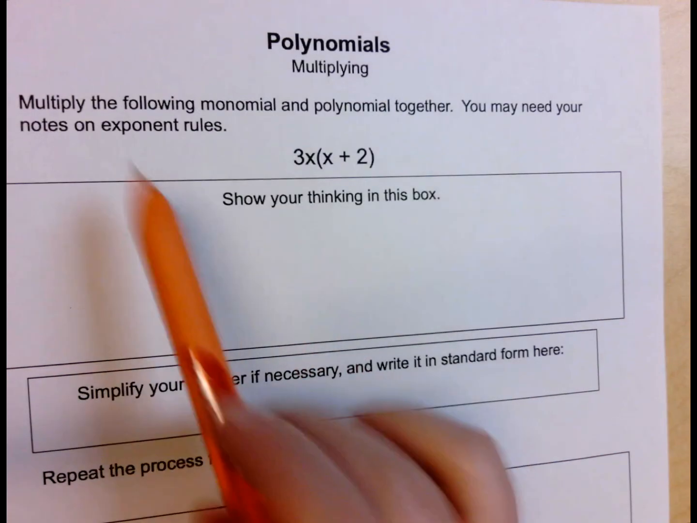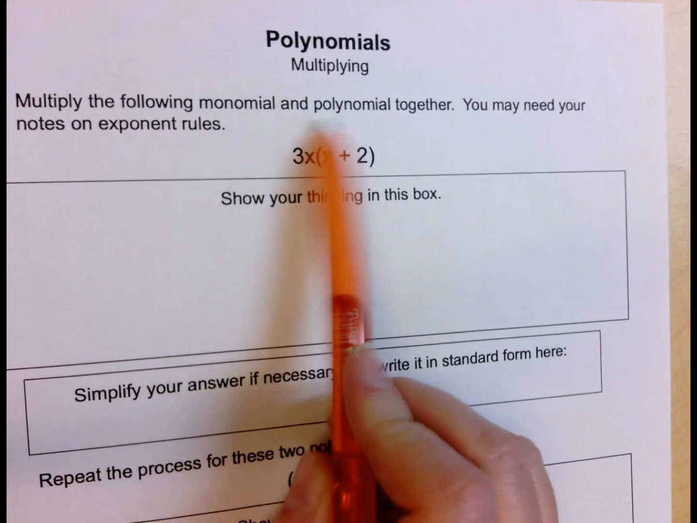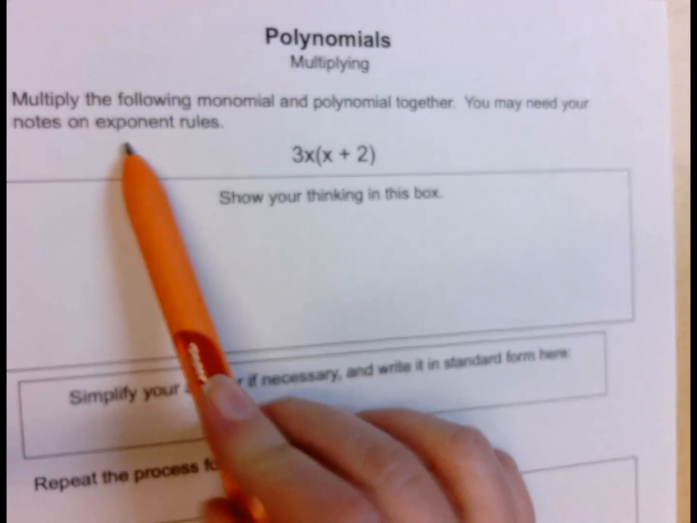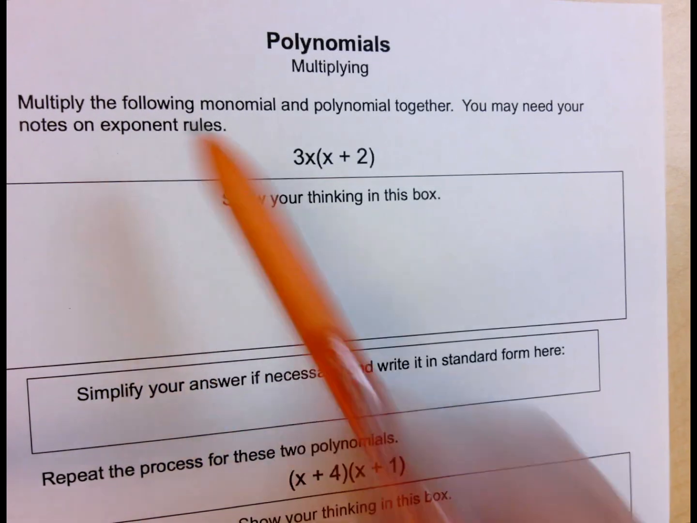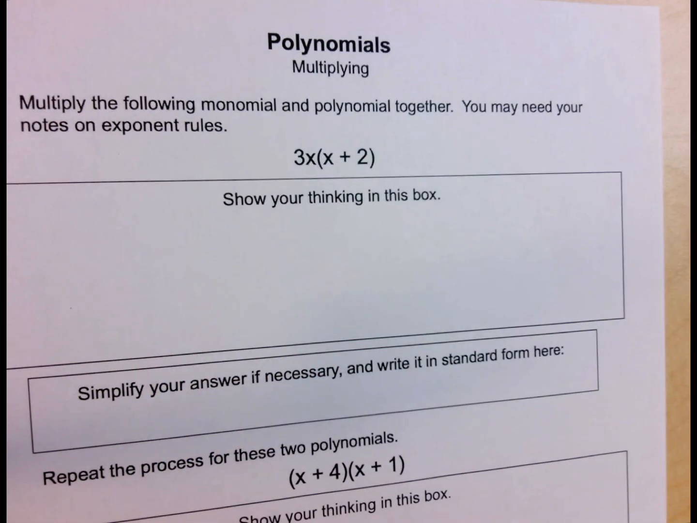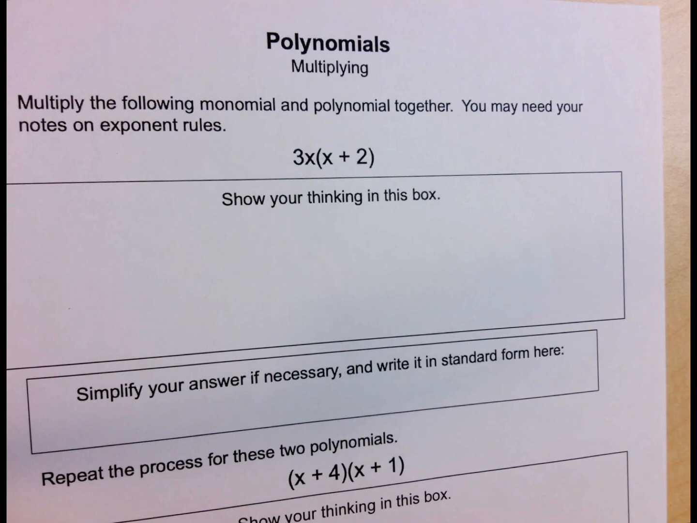So what we're going to do is I want you to multiply this monomial and polynomial together. And you may have to use your exponent rules. Remember, I mentioned that in the last couple of videos, that you may need to use those for the next few days. And so this might be helpful for you.